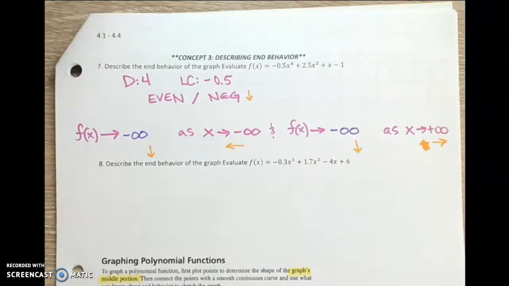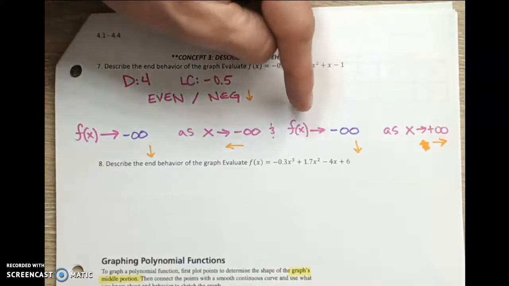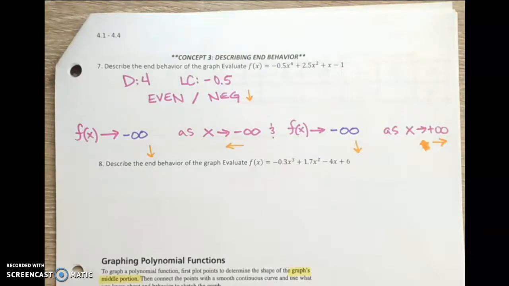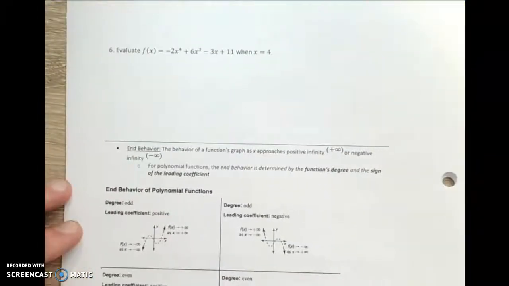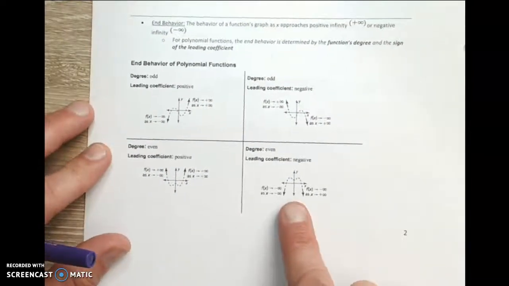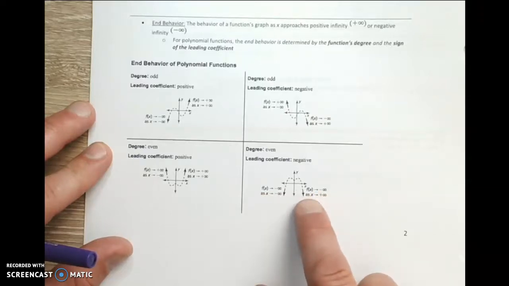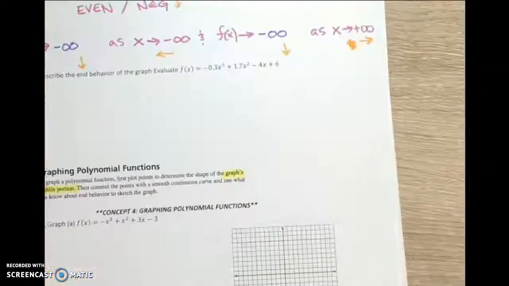So now it really reads like this. F of x approaches negative infinity as x approaches negative infinity, and f of x approaches negative infinity as x approaches positive infinity. Even negative, down, down. I know that's really small for you to read, but you can check right there on your own.